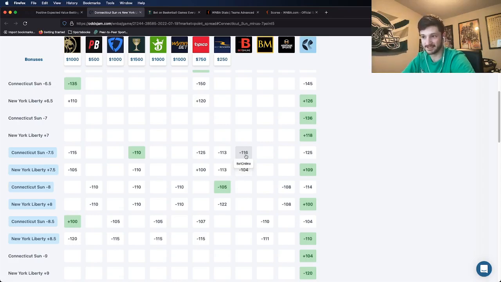Another reason why I like it, and the main reason why I like it, is most books actually price this spread at 8 or 8.5. So they think that the Sun shouldn't be 7.5 point favorites. Instead, they should be 8 or 8.5 point favorites. Bookmaker, which is another sharp offshore book, and the OddsJam line, which is the sharpest line in the world, have this at a full point higher at -8.5. So you're getting a spread a point lower than what the sharpest sportsbooks in the world think it really should be priced at.